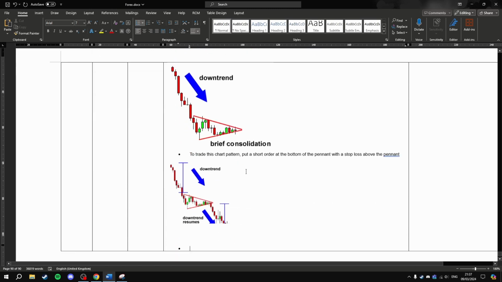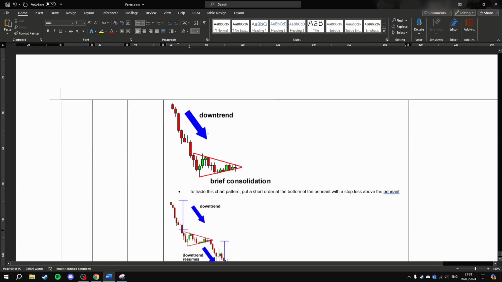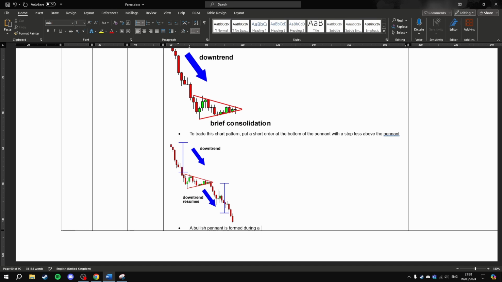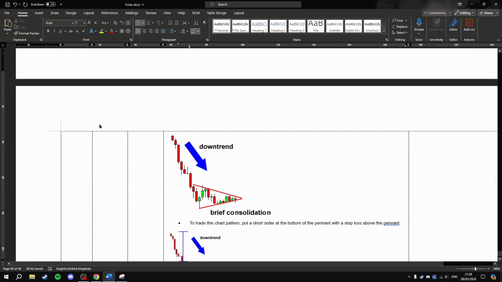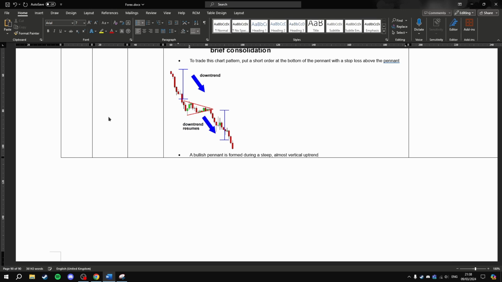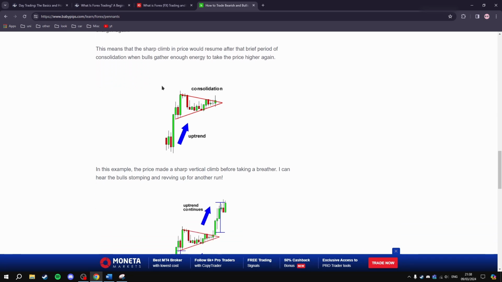A bullish pennant is formed during a steep, almost vertical uptrend. Bullish pennant, just like its name suggests, signals that bulls are about to go charging again. This means that the sharp climb in price will resume after that brief period of consolidation, when bulls gather enough energy to take the price higher again.